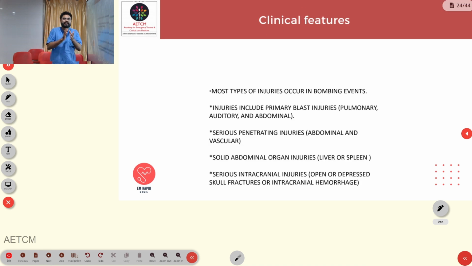Coming to the clinical features of blast injuries. The most common type of injuries occur in bombing events. Primary blast injuries involve the pulmonary, auditory and abdominal compartments. There can be serious penetrating injuries, solid abdominal organ injuries and even intracranial injuries.